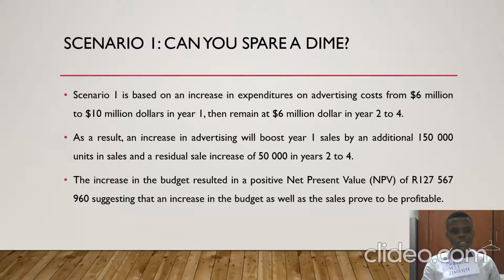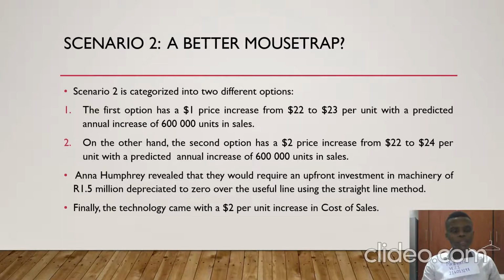The increase in the budget resulted in a positive net present value of 127.56 million, suggesting that the increase in the budget as well as the sales proves to be profitable. Scenario 2 is categorized into 2 different options.